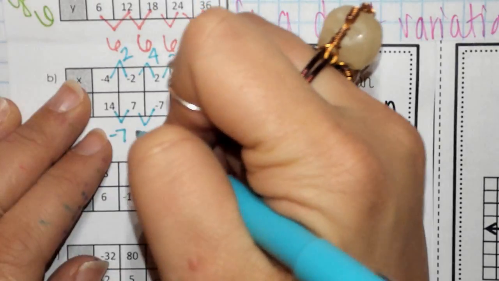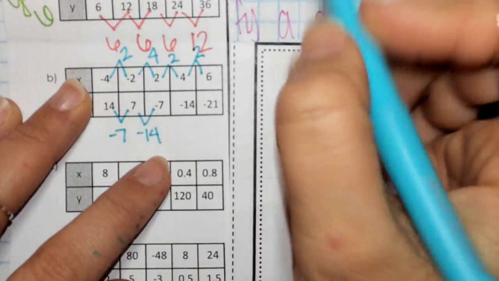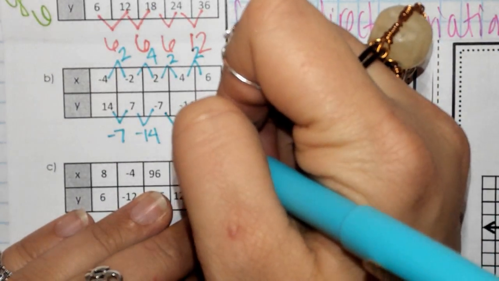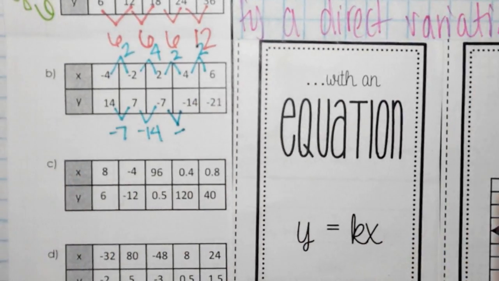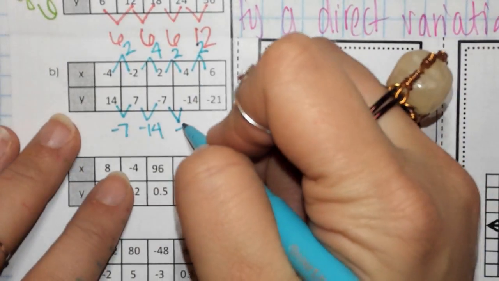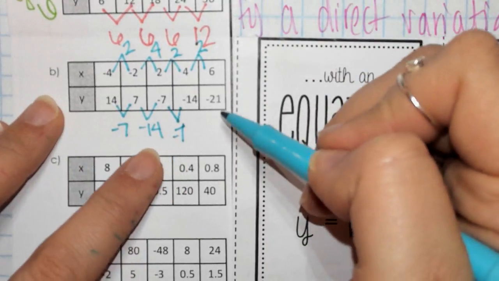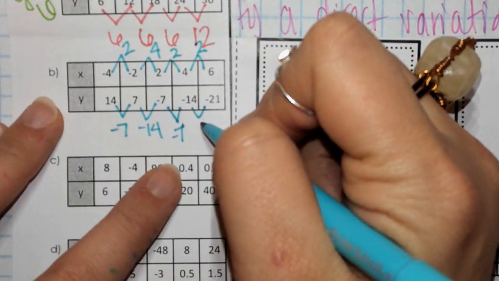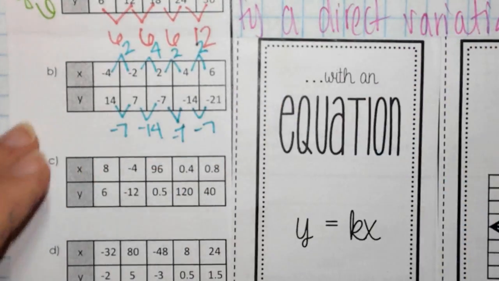Negative 14. Awesome. What's negative 14 minus the negative 7? Positive 7. Okay, I think it's negative 7. Thank you. So let's calm down. Let's breathe. And what's negative 21 minus the negative 14? Negative 7. Negative 7.